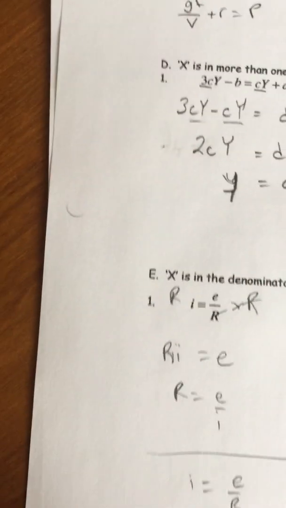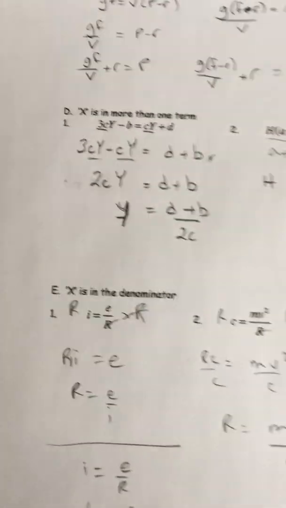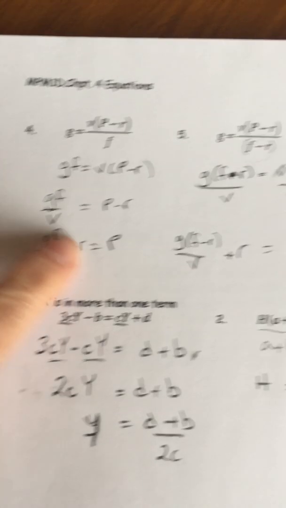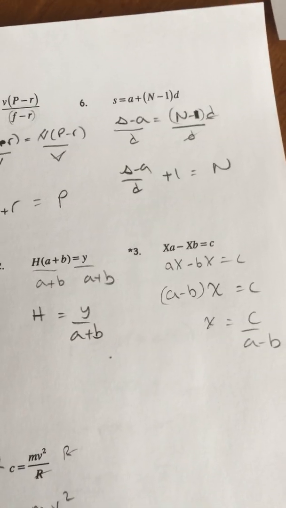Now, if you found D and E really tricky, don't worry too much about that. That's really a little more advanced, but worth a shot learning it. But you should be able to do the stuff up to here, okay? And that's the end of that.